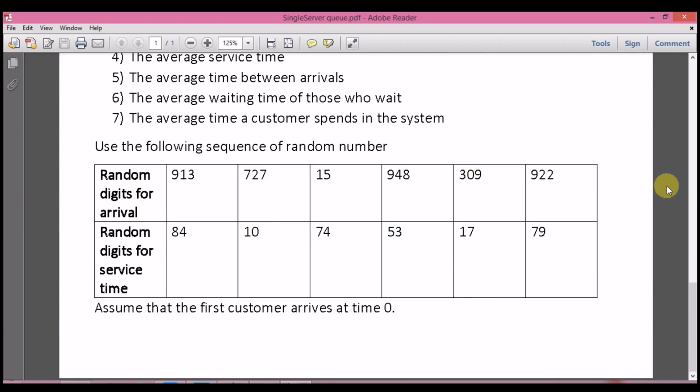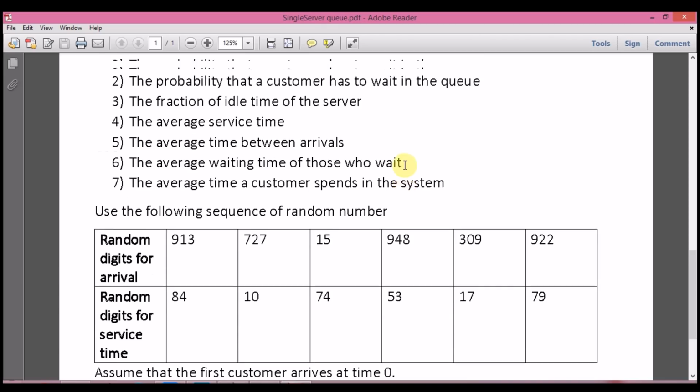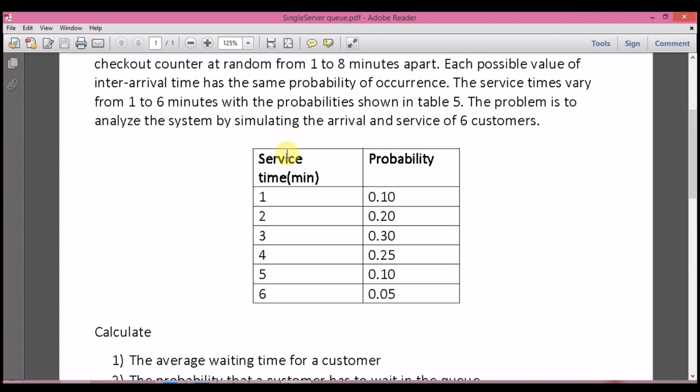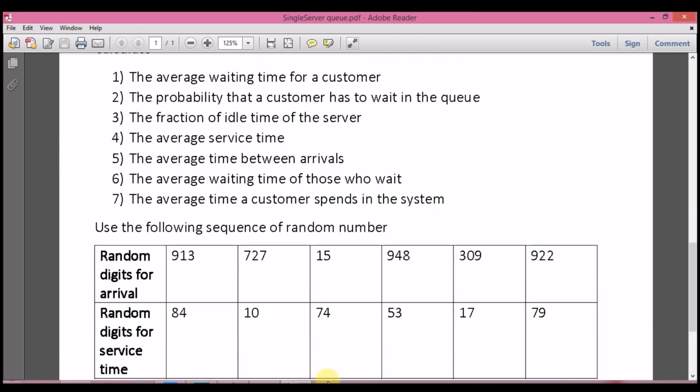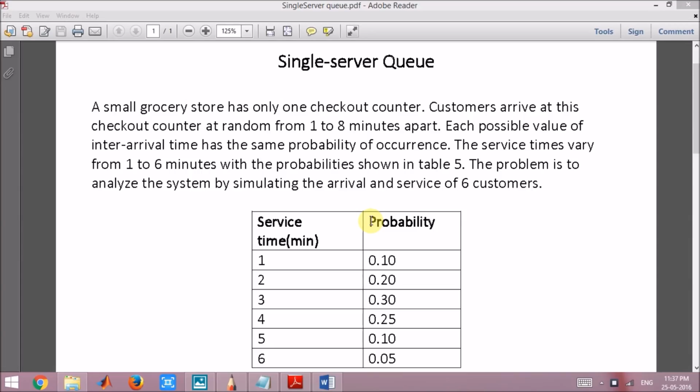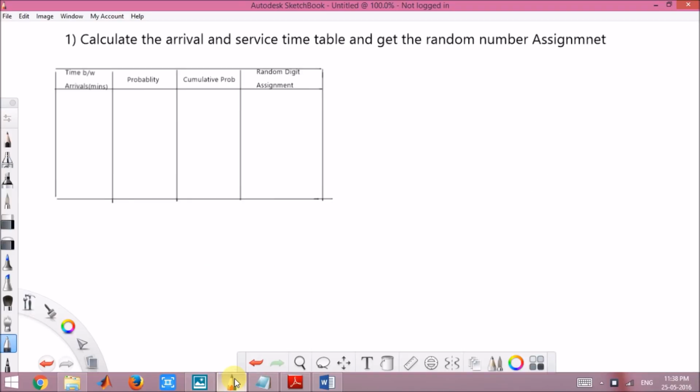So this is one table that will be useful. The next thing that they tell us is assume that the first customer arrives at time 0. So our timeline starts from 0. So let's look at how we convert this and use this data to calculate these few things. We have the service time table given here. The only thing missing is the arrival time table. So let's look at how to make the arrival time table.